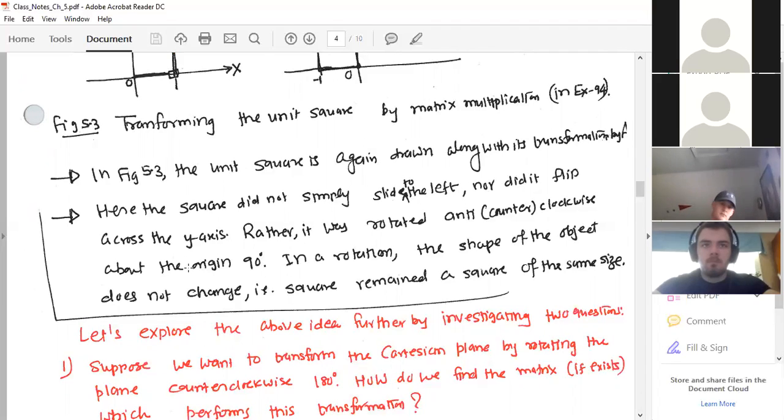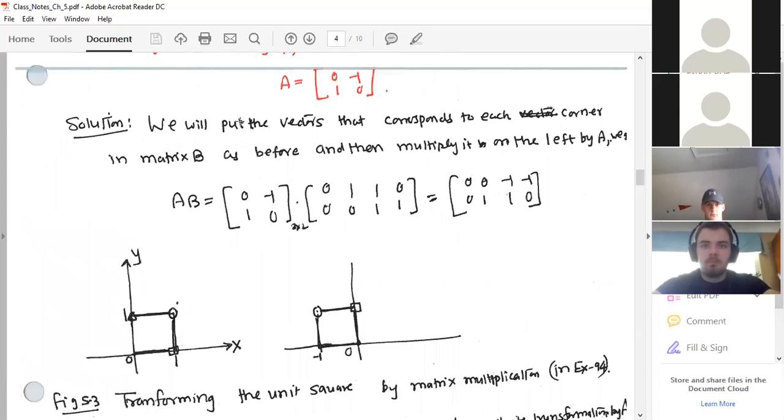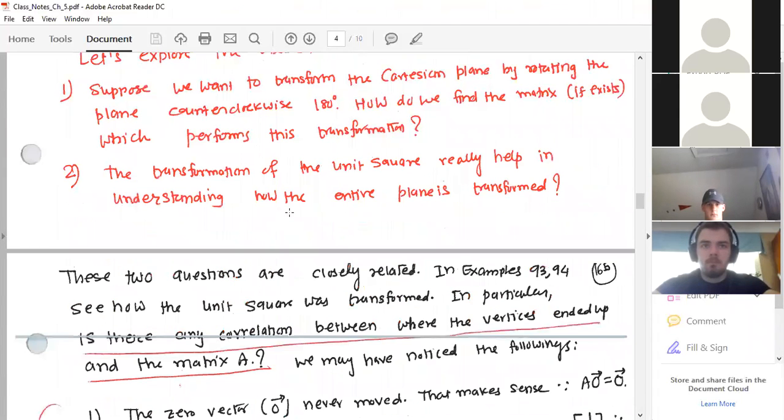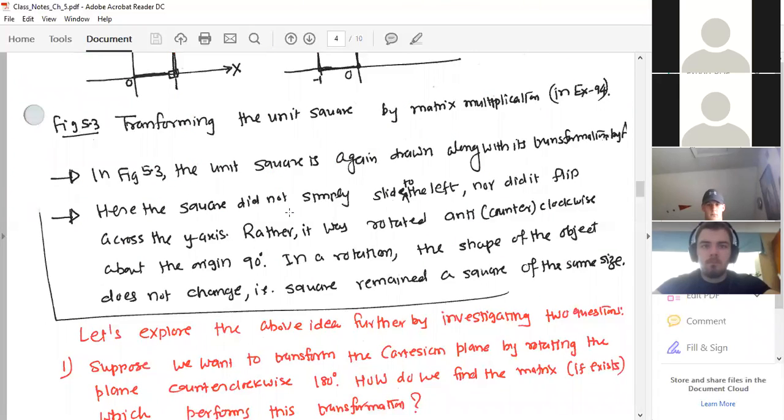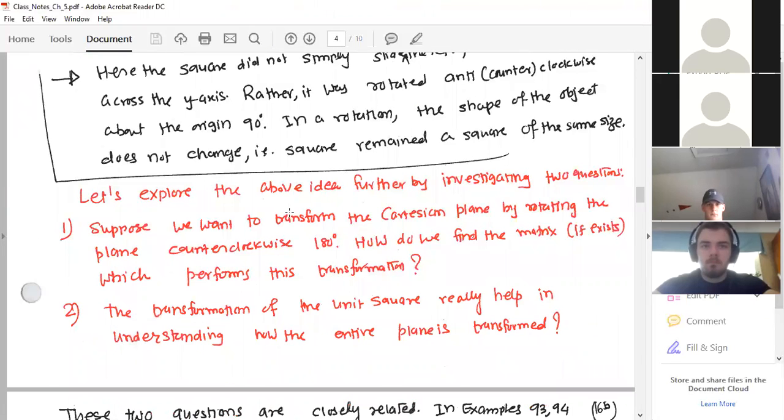In rotation, the shape of the object does not change. This was a square, this is again a square. The shape of the object doesn't change. The square remained a square of the same size, right? Again, it depends on the nature of the matrix, which matrix you are multiplying with, right? Okay, let's explore this idea further by investigating two questions.